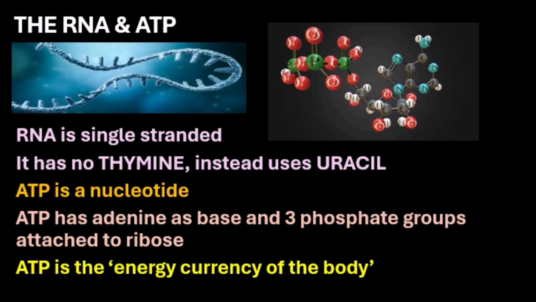Next, the RNA and ATP, the adenosine triphosphate. RNA is single-stranded. It has no thymine. Instead of that, it uses uracil. ATP is a nucleotide. It has adenine as a base and 3 phosphate groups, that's triphosphate, attached to ribose. ATP is the energy currency of the body.